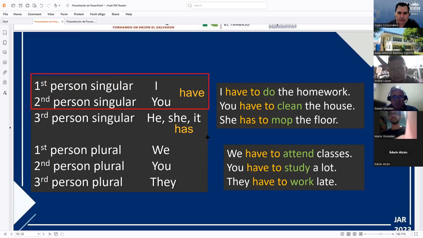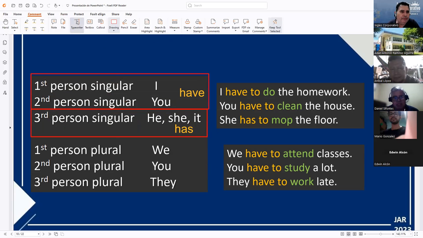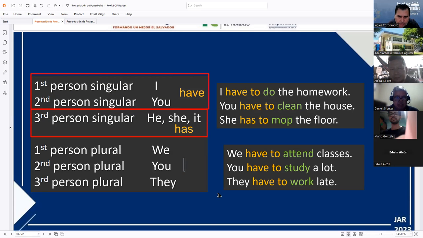But for the third person, we use has. And for the last one, what do we use? For we, you, and they, what do we use? Have, right? Exactly. So let's also put one barrier around. We have, you have, they have.